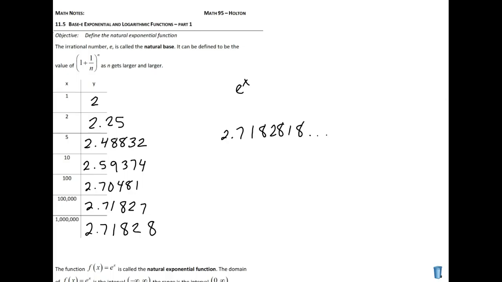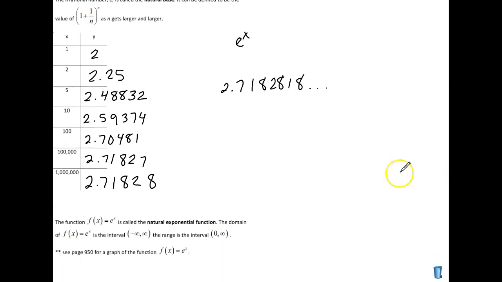Okay? So then what we say is that the function f of x equals e to the x is called the natural exponential function. And it's important to know that the interval from negative infinity to infinity is the domain, and the range is all values greater than 0, so from 0 to positive infinity. And if you want to see a graph, check out page 590 in the book and you'll see a graph for the natural exponential function.